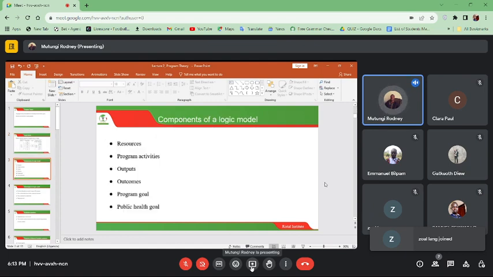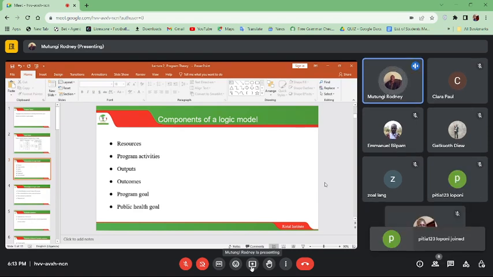So the components of a logic model, all this that will enable us to link the activities, the inputs, the outputs, the impact, and then the goal, include the following, and we have seen them in the other pictorial that I showed at the beginning. We have resources, we have program activities, outputs, outcomes, the program goal, and the public health goal. So this is basically what we have just talked about.